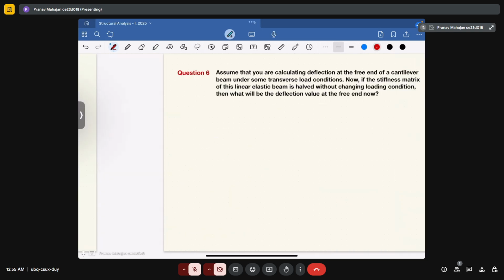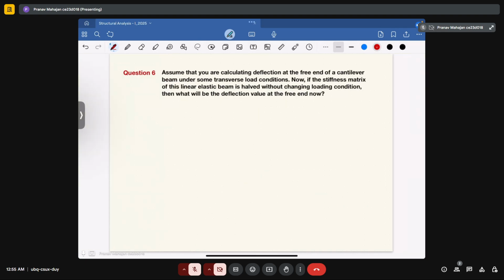Okay, so let's solve one more problem. Your next problem is telling you to assume that you are calculating deflection at the free end of the cantilever beam subjected to some transverse loading conditions. That means you have a cantilever beam like this, and it is subjected to a transverse loading condition. So any loading could occur in this beam.